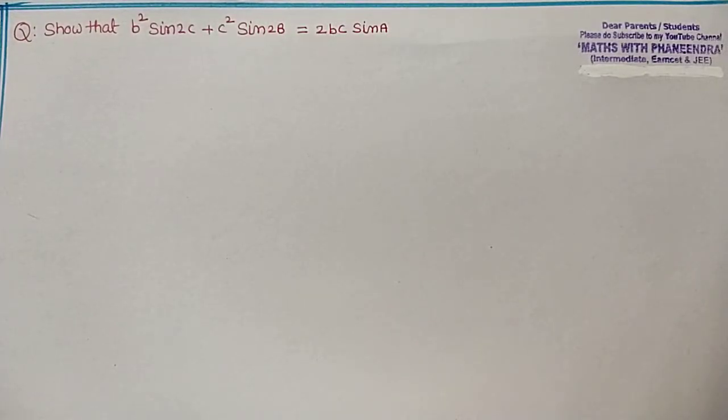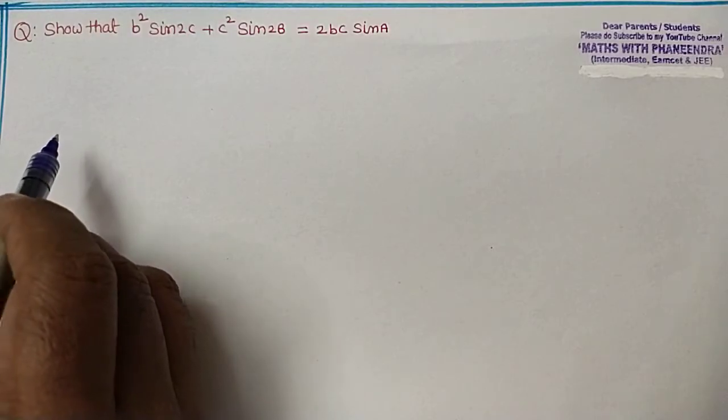The next question. Show that all the questions are in properties of triangles which are related to the triangle. You remember that, dear students, all of you. Show that b square sine 2c plus c square sine 2b equal to 2bc sine a. Now consider LHS. This type of question, all are considering LHS.